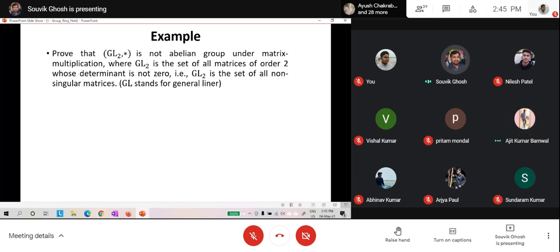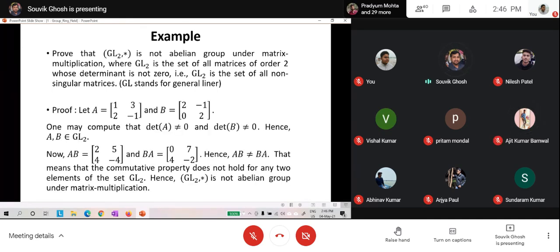So we know that in matrix multiplication, A into B is not equal to B into A, right? Yes, sir. It may not hold. So if we have to prove this, we have to choose two examples, that is, two matrices, to show that. Here I have chosen two matrices arbitrarily. You can choose your own.